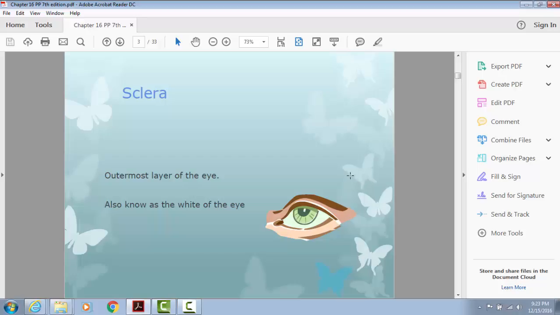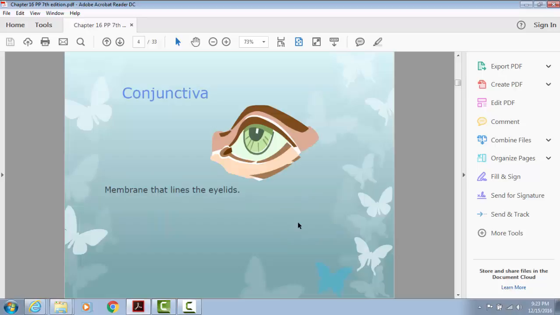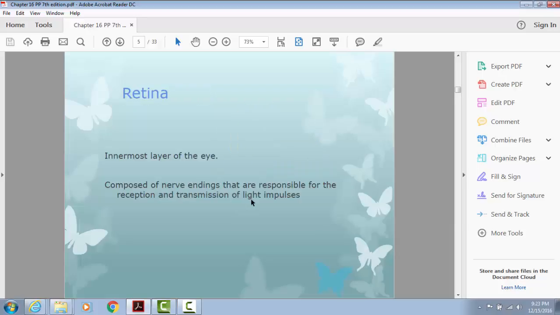The sclera is the outermost layer of the eye. It's also known as the white of the eye. The conjunctiva is the membrane that lines the eyelid. So if I were to pull the tissue down right here underneath the eye, the lining inside of there is the conjunctiva. The retina is the innermost layer of the eye. It is composed of nerve endings that are responsible for the reception and transmission of light impulses.